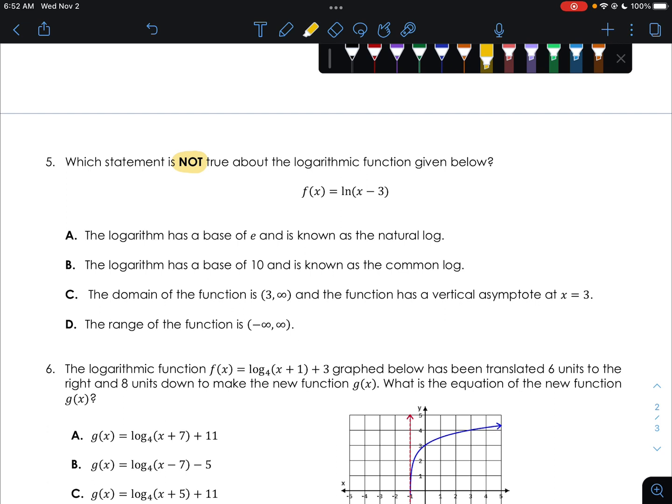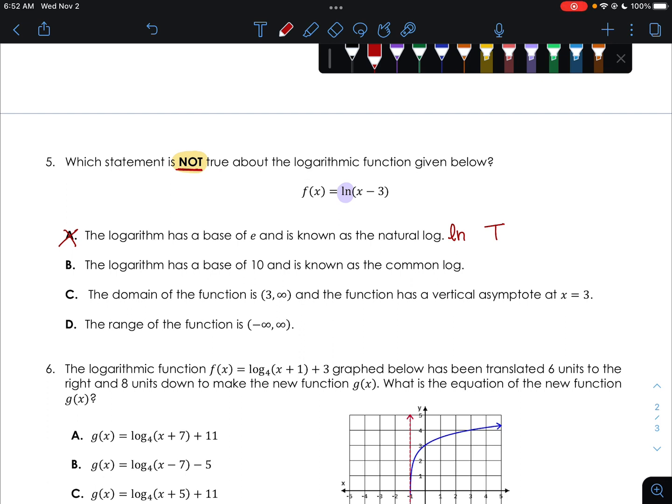The logarithmic function has a base of e and is known as the natural log. Well, if we're looking at it, it is using ln, and ln is the natural log that has a base e. That is a true statement, so that is not what we want because we want something that is not true. The logarithmic function has a base 10 and is known as the common log.